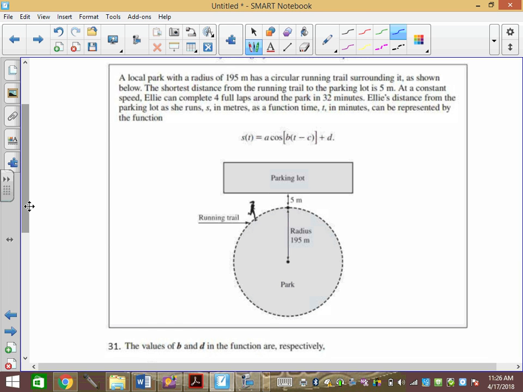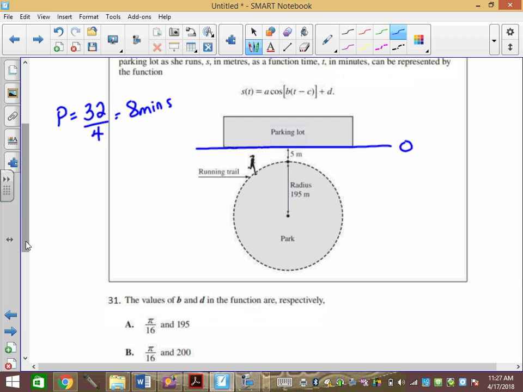At a constant speed, Ellie can complete 4 laps around the park in 32 minutes. So how many minutes does it take her to complete 1 lap? So the period is 32 divided by 4, which is 8 minutes. Ellie's distance from the parking lot as she runs, S in meters, as a function of time t in minutes, can be represented by what? So from the parking lot. So the parking lot is what? It's technically 0. It's like an upside down Ferris wheel. So they want B and D.